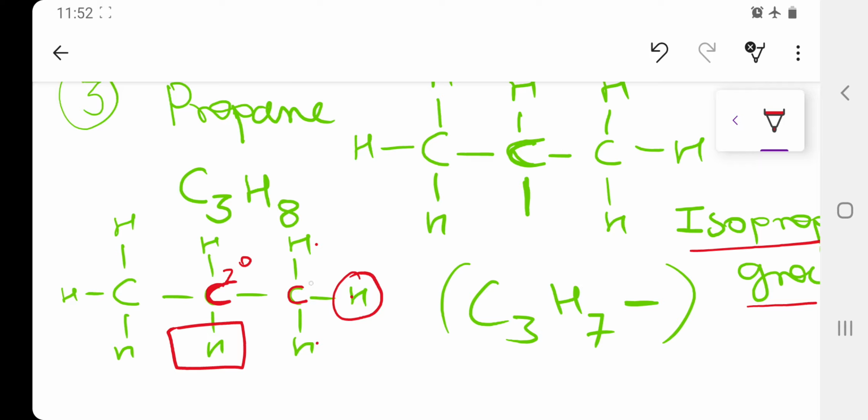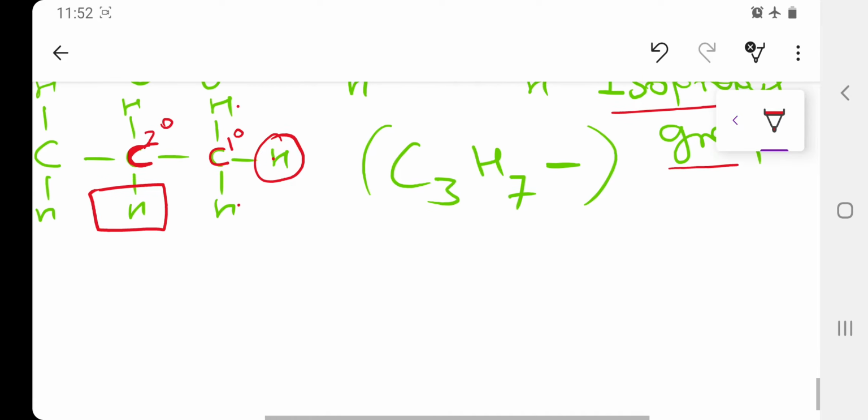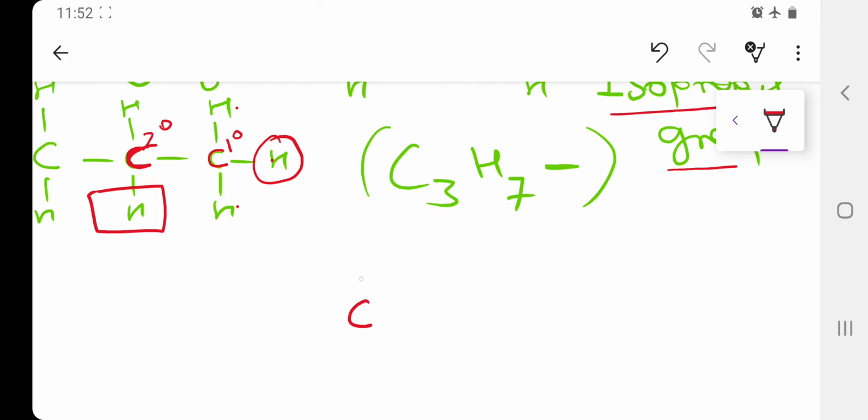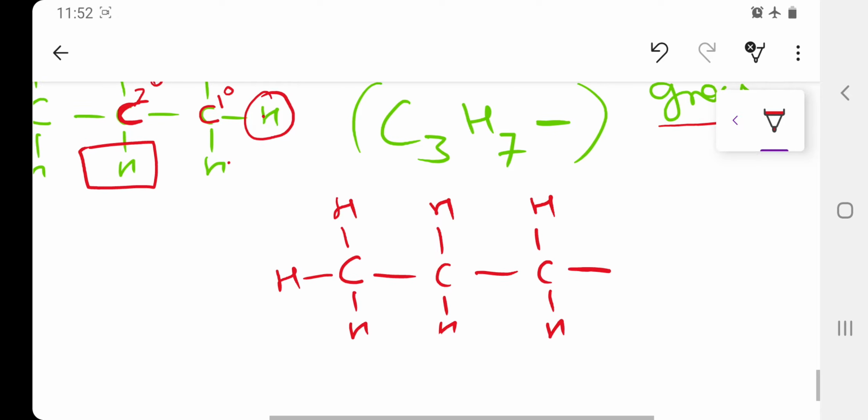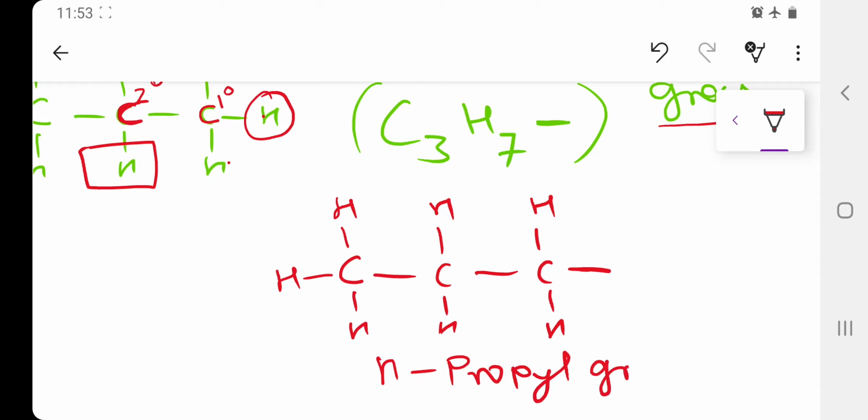If I remove this hydrogen, then this is what? From primary carbon, so it will make another R group, so it will be like CH3 CH2 CH2, and then I remove this hydrogen, so it will be what? Empty bond that will be attached to some kind of other substituent in organic chemistry. So this group that we are writing here is known as N-propyl group. This you have to remember.